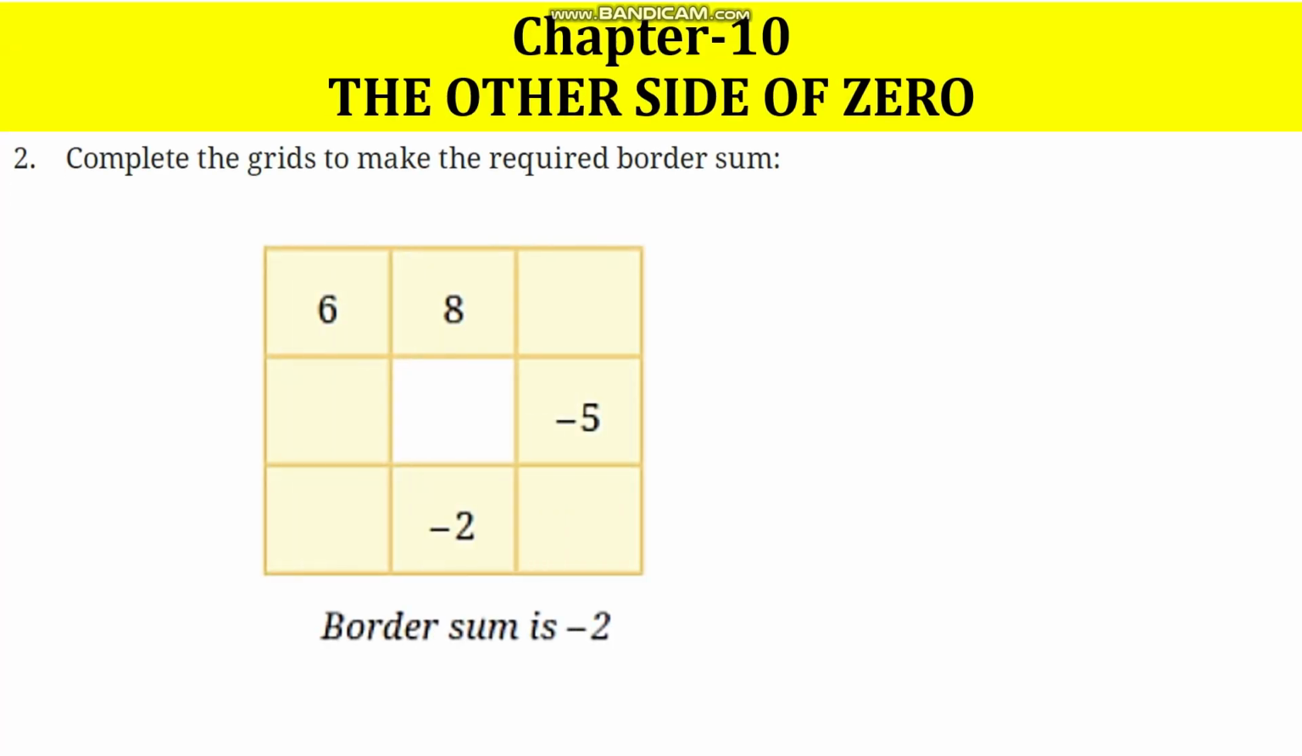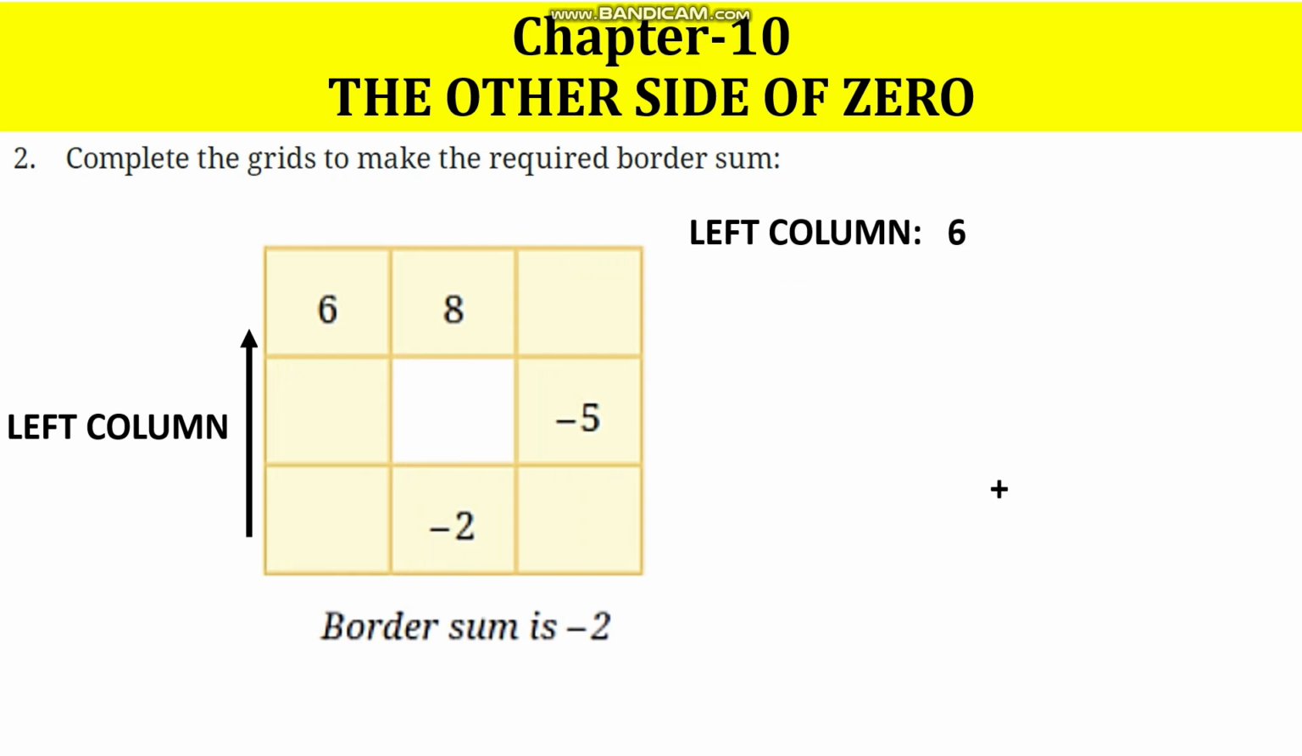Question number 2. Complete the grids to make the required border sum. Again, when we talk about the left column, we have the integer 6. What to add with 6 and again what to add to get the border sum as -2? First, let us add 11. 11 plus 6 is 17. And when we add -19, we get the border sum as -2.